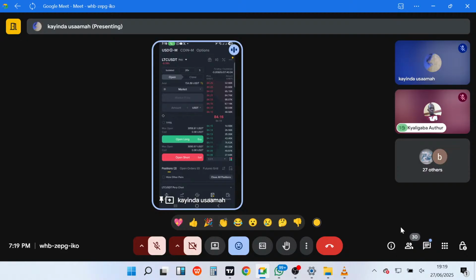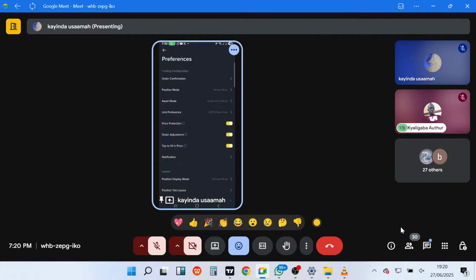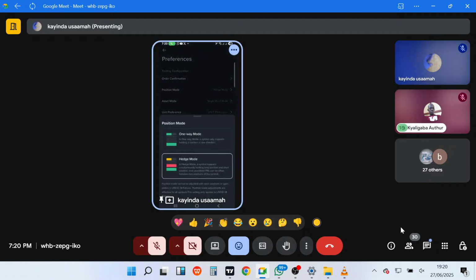Are we together? After that, up here in the corner, there are three dots. Are you seeing these three dots? Where in the corner I'm circling, tap them. Then tap preferences. Then tap position mode and change it to hedge mode.